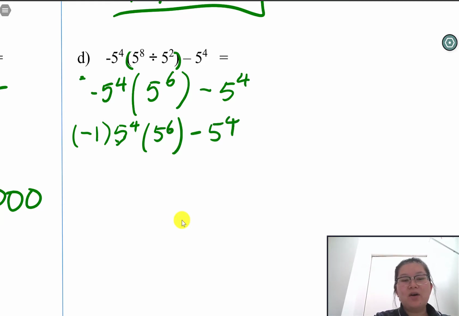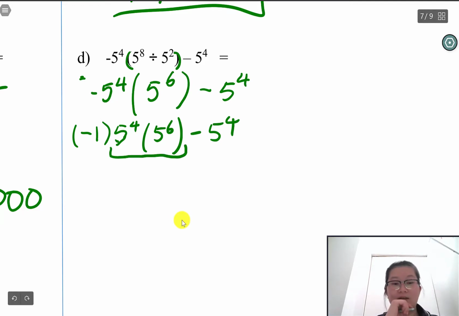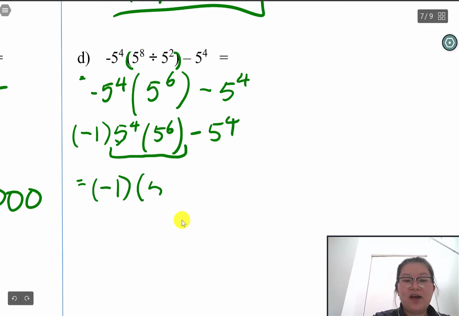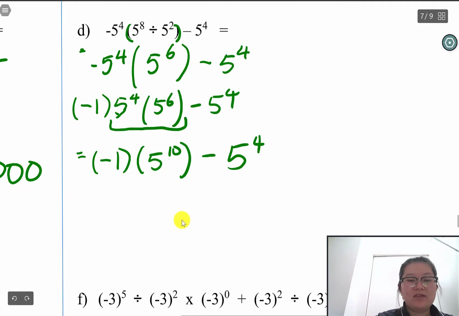So let's actually multiply out these two things. 5 to the power of 4 times 5 to the power of 6. We drop down the negative 1. Multiplying means adding the exponents. 4 plus 6 is 10. So that's 5 to the power of 10. And guess what? This is going to make this a negative.